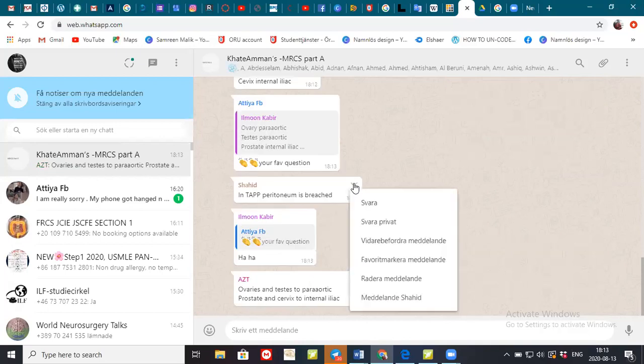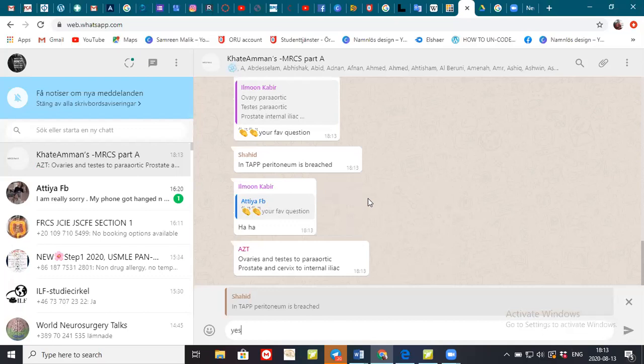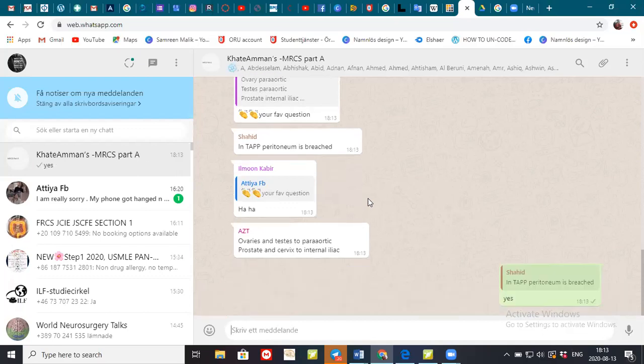Yes, he's right. Extraperitoneal or preperitoneal, both are the same thing. It's the approach that is different. In TEP, we don't breach the peritoneum, right? In TAP we go from the abdominal cavity. We directly go to the abdominal cavity, then we incise the peritoneum, and then we place the mesh.